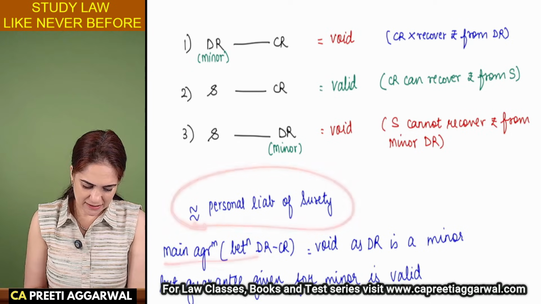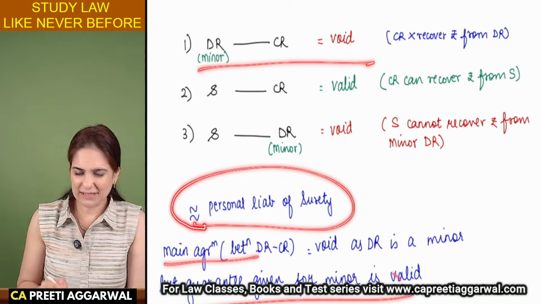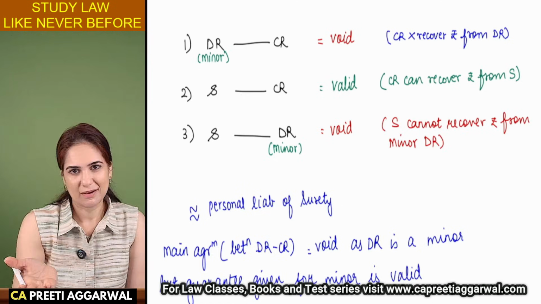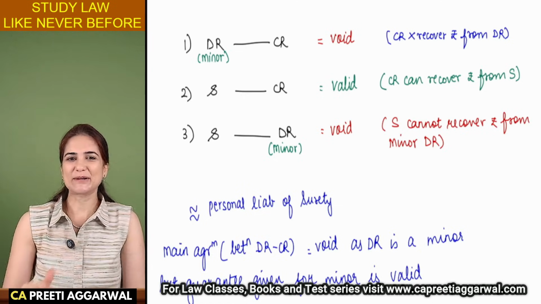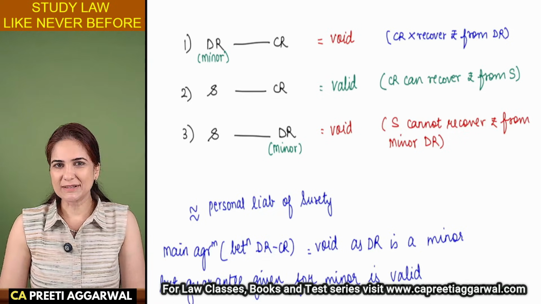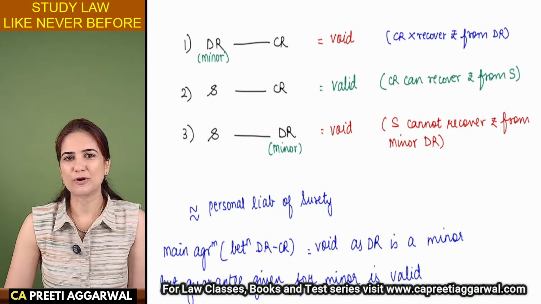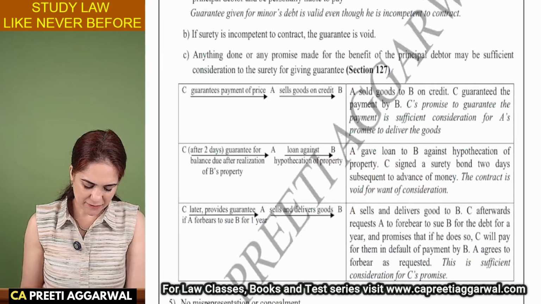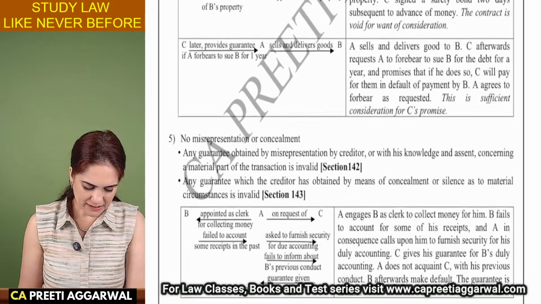The main agreement is void, but the guarantee given for the minor is valid. So the surety will pay, but he cannot recover that money from the debtor. So we are allowing the debtor to be a minor, but then everything will fall on the surety. So all the essential elements of a valid contract must be present.